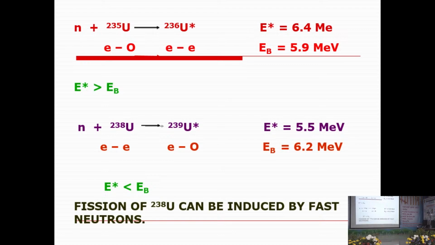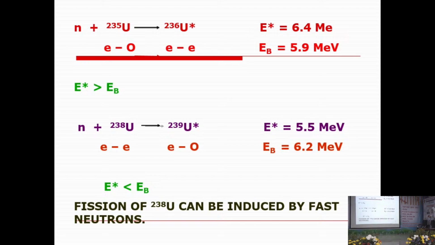The energy liberated because of the neutron collision is 6.4 million electron volts. Now the energy barrier to break this compound nucleus is only 5.9. Even though you are bombarding with a thermal neutron, the energy gained by this compound nucleus is higher than the energy barrier for breaking. That's why fission will occur. But in the case of uranium-238, the nucleus is already even, with an even number of protons and an even number of neutrons. If you add an additional neutron, the compound nucleus uranium-239 becomes an even number of protons and an odd number of neutrons.